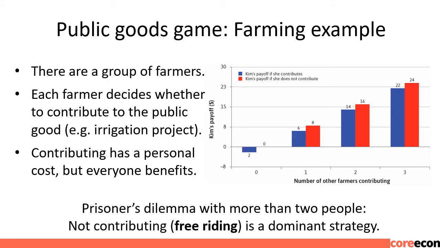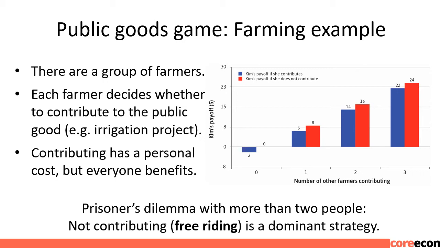Imagine the cost of contributing to an irrigation project is $10. As long as one person contributes, the benefit to all 4 farmers is worth $8 to each farmer. On the graph, the number of farmers contributing is shown on the horizontal axis. The blue bars show one farmer Kim's payoff if she contributes. The red bars show Kim's payoff if she does not contribute.